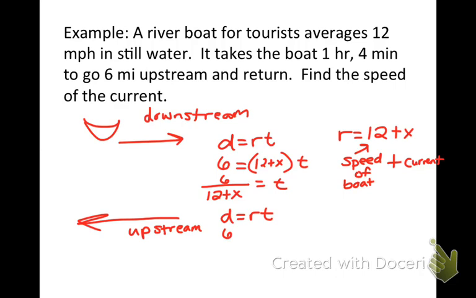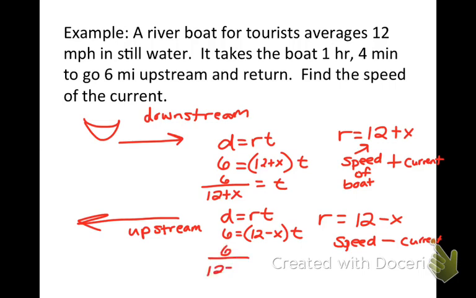Okay, so let's do the same thing for upstream. What's going to be my rate for going upstream? Yeah, now be careful. It's going to be 12 minus x, right? So it's 12 minus x because it's my speed of the boat minus the current. So we're going to put that in for r. So 12 minus x and then t. Solving that equation for t would get us 6 over 12 minus x. So that means this expression equals the time for the boat to go upstream.